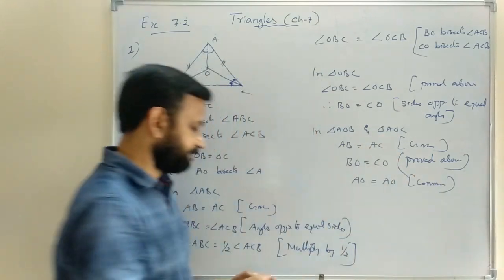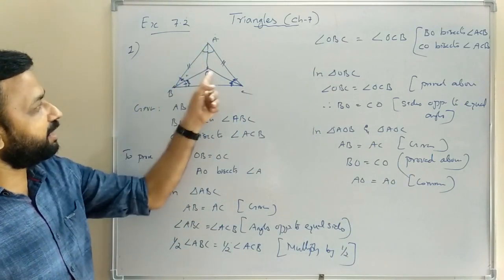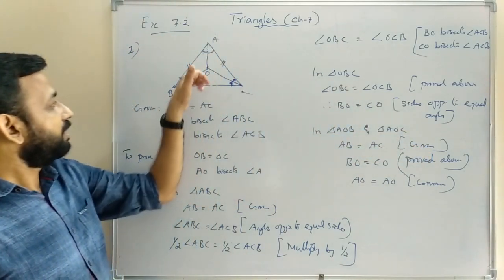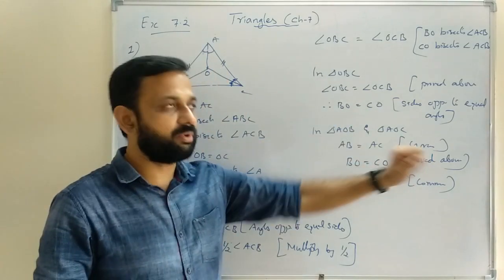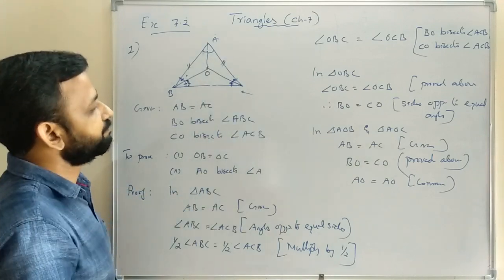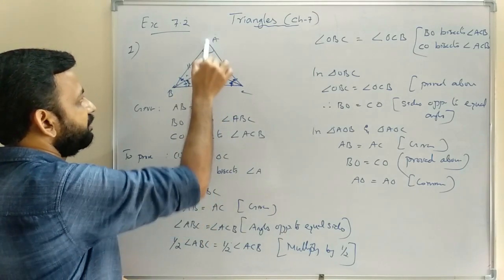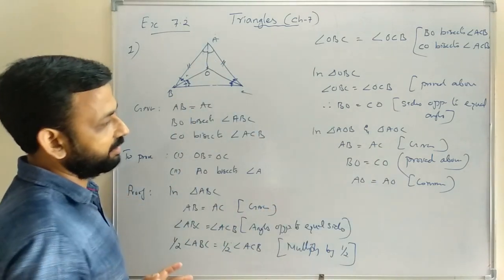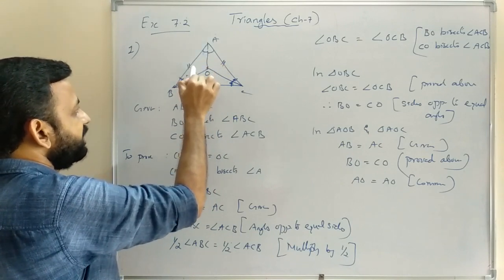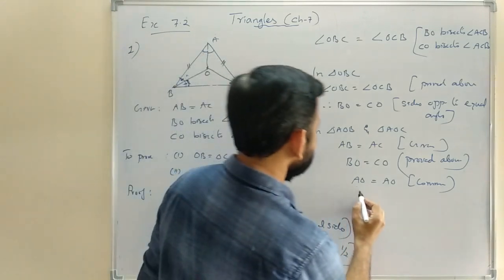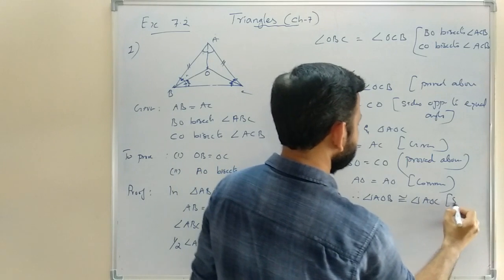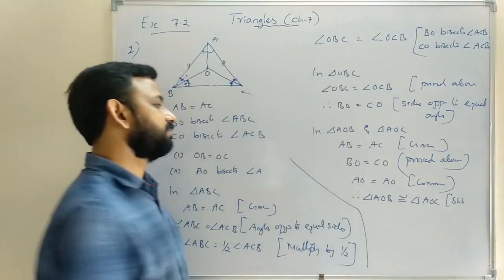So once again, in triangle AOB and triangle AOC, AB equals AC, given. Then BO equals CO, proved above: side BO of this triangle equals side CO of that triangle. Then AO of this triangle equals AO of that triangle, common. Therefore, the two triangles are congruent by the SSS property. So triangle AOB is congruent to triangle AOC by the SSS congruence rule.